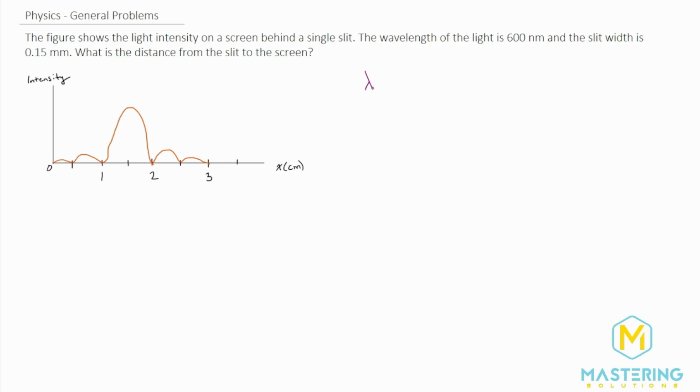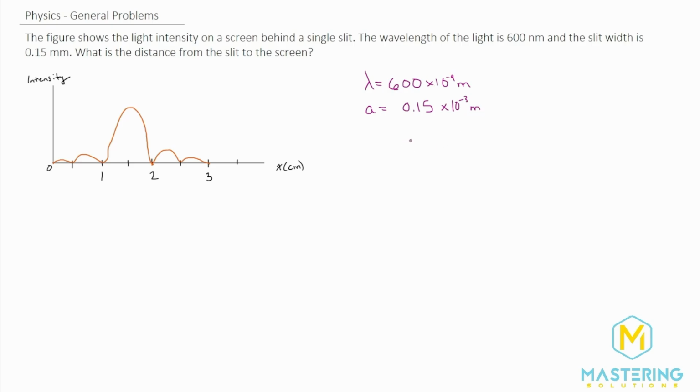We have the same figure in this question, and we're told that we have a wavelength of 600 nanometers this time, 600 times 10 to the negative 9 meters. The slit width, in this case, is a single slit, so that will be A, and that is 0.15 millimeters, so that's times 10 to the negative 3 meters.